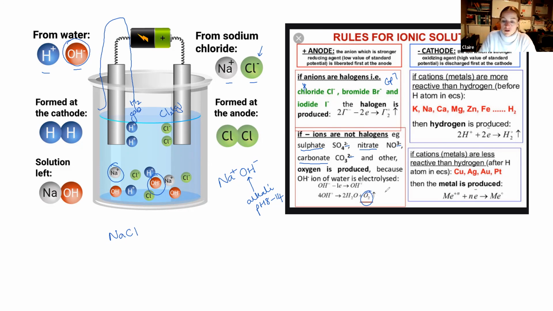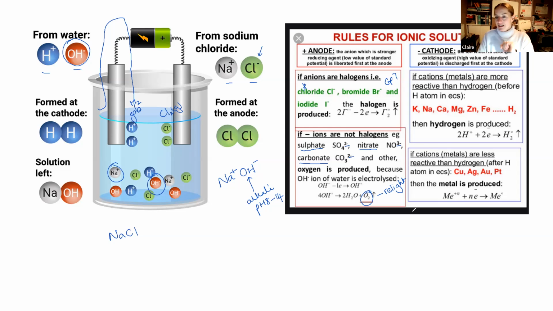And then oxygen, remember how to test for oxygen? Relight a splint, a glowing splint, not just a plain splint. That would be like a miracle. It would be a glowing splint. Okay, so that's the rules for the positive anode.